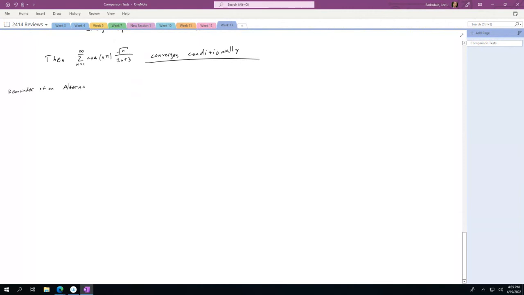And the theorem says that if we have an alternating series and it is convergent, absolutely or conditionally, it doesn't matter.